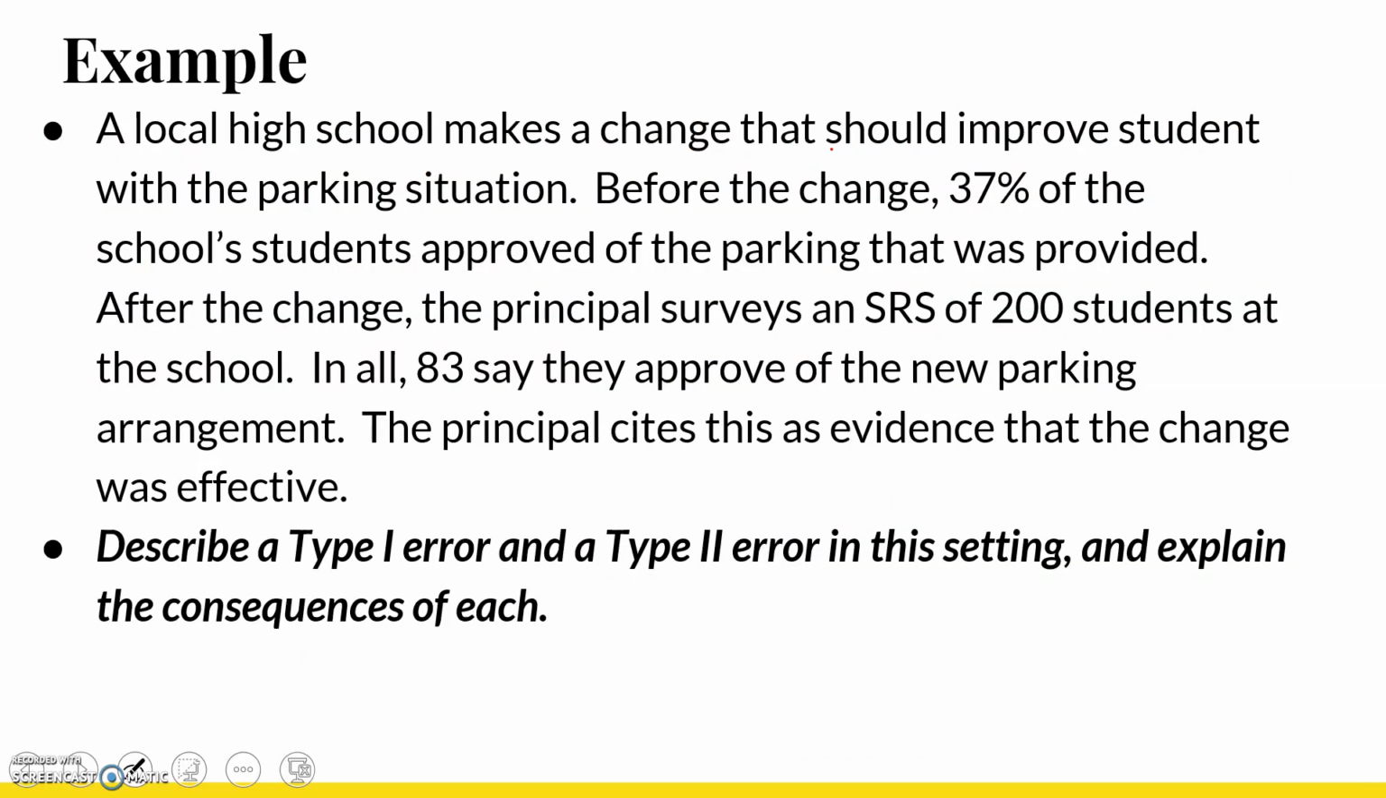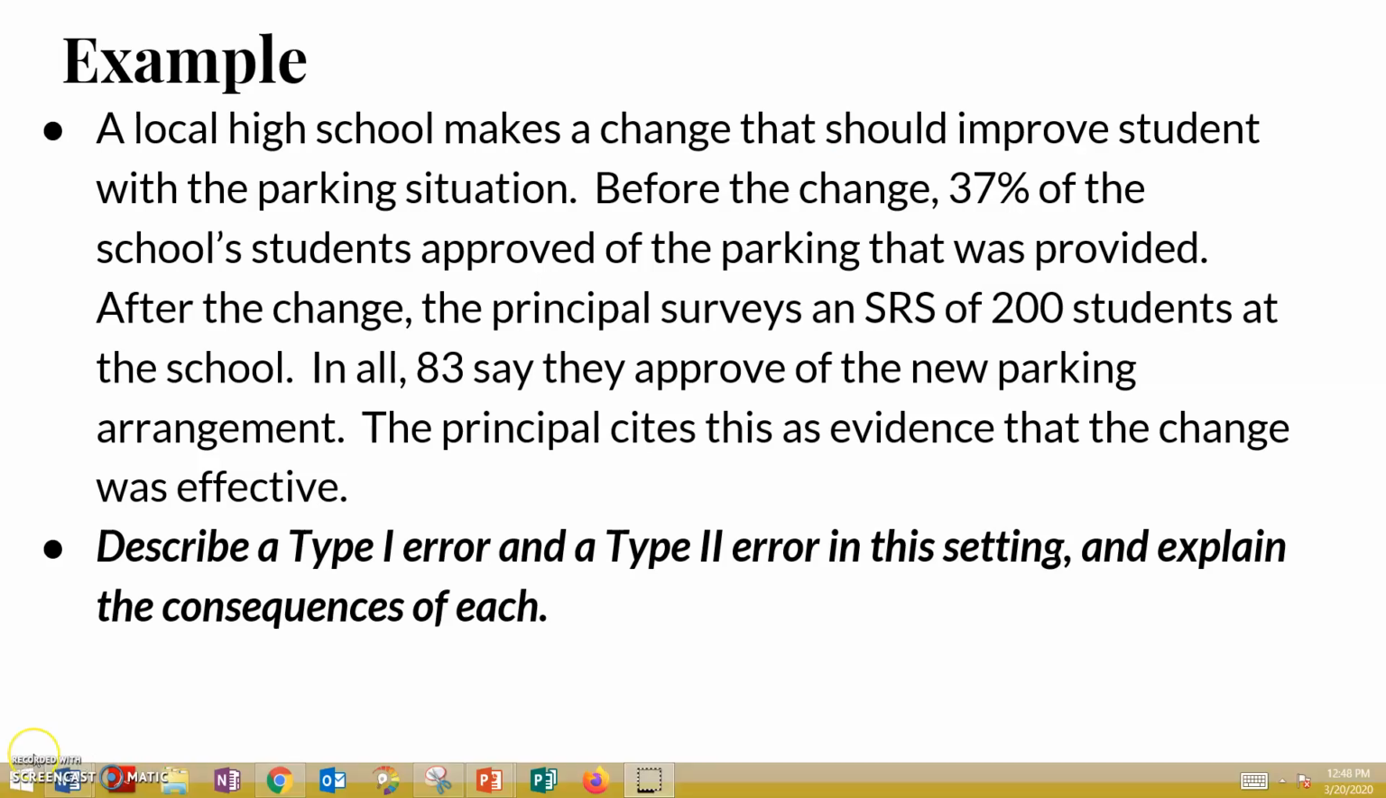So a local high school makes a change that should improve student parking. Before the change, 37% of the school's students approved of the parking that was provided. After the change, the principal surveys an SRS of 200 students at the school. In all, 83 say they approve of the new parking arrangement. The principal cites this as evidence that the change was effective. Describe a type 1 error and a type 2 error in this setting and explain the consequences of each.